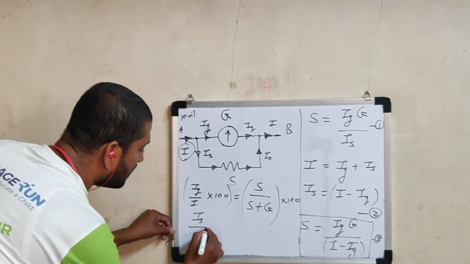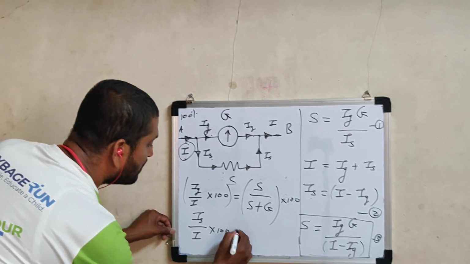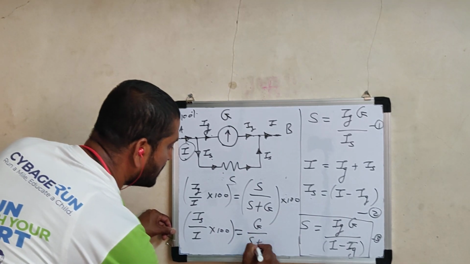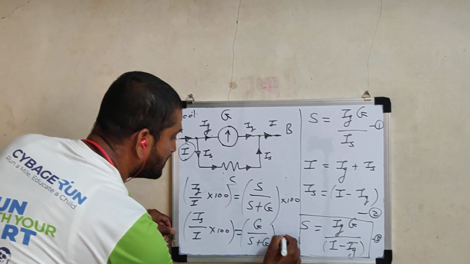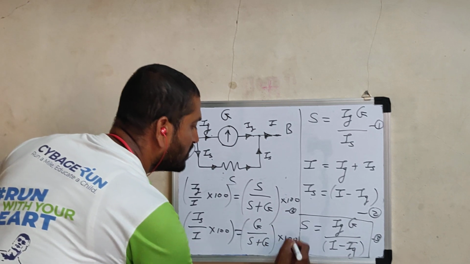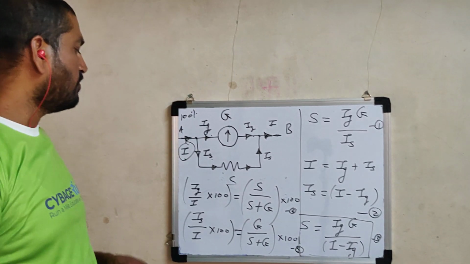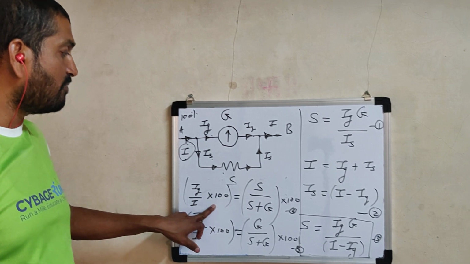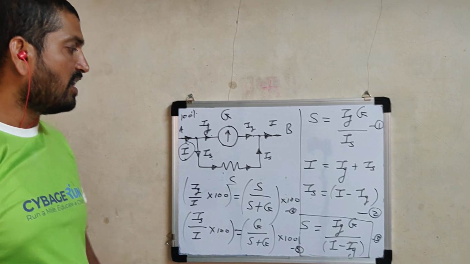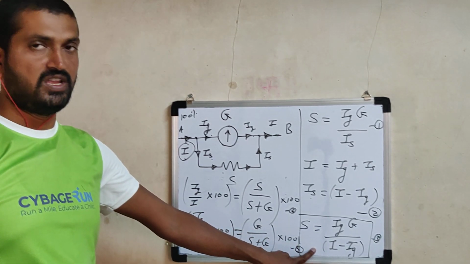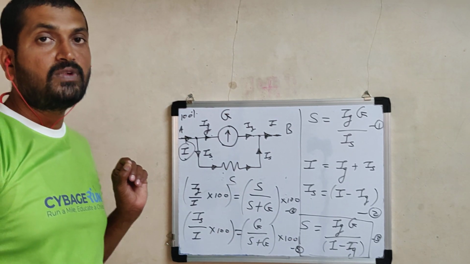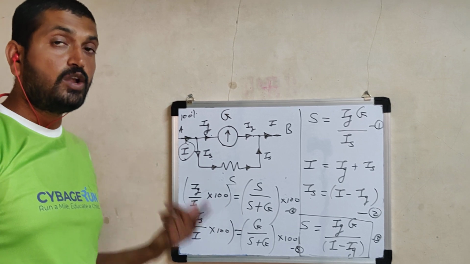Similarly, the percentage of current through the shunt is Is upon I multiplied by 100. Almost the same formula. What changes only here? Capital G divided by S plus G. The denominator remains the same, only the numerator changes, multiplied by 100. So these are 2 more formulae, equation number 4 and equation number 5, to be remembered while solving numericals. This equation gives the percentage of current flowing through the galvanometer and this gives the percentage of current flowing through the shunt. No doubt both these formulae are obtained from this equation only. So this is the entire study related to the conversion of a galvanometer into an ammeter.